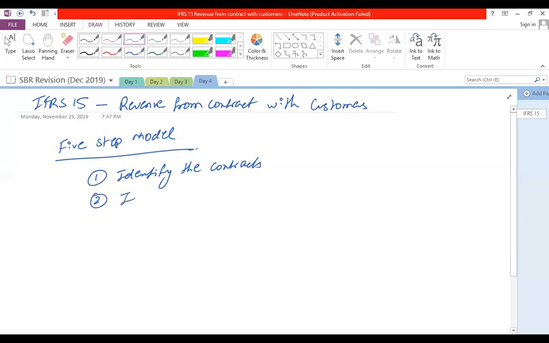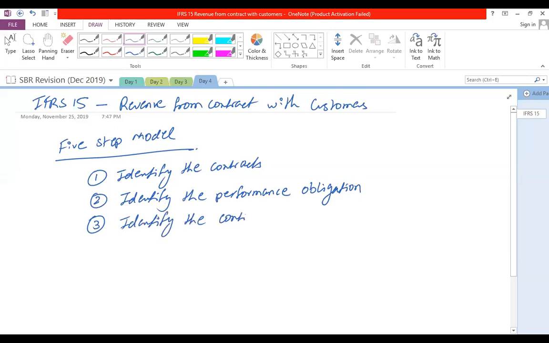The second step is to identify the performance obligation, which we can also say performance objective. Performance obligation and performance objective are the same. The third step is to identify the contract price, and it will be difficult to cover IAS 12 as well in the current session, but I've covered IAS 12 in quite detail in the previous webinar, so you can refer to one of the recorded videos of that.